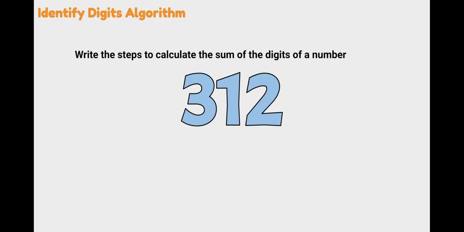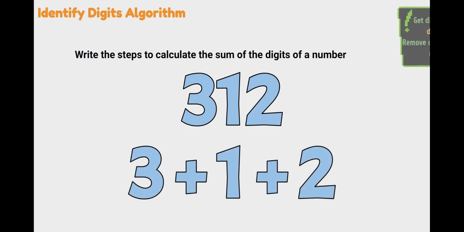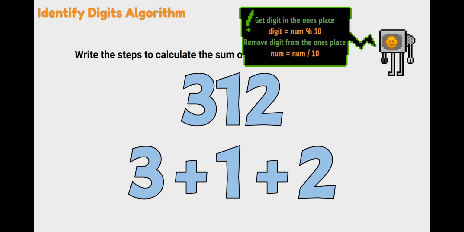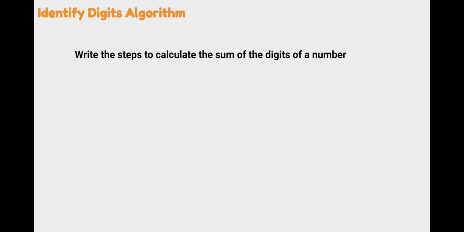So using those ideas, we can write an algorithm to calculate the sum of the digits in a number. So again, if we had the number 312, what we want to do is calculate 3 plus 1 plus 2. We want to get the answer of 6. And we're going to do this by a series of getting the digit in the ones place and then removing the digit from the ones place. So go ahead and pause for a minute and write those steps to calculate the sum of the digits of a number.